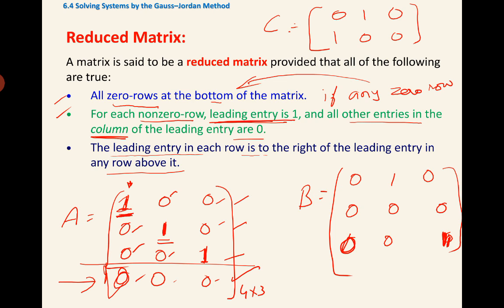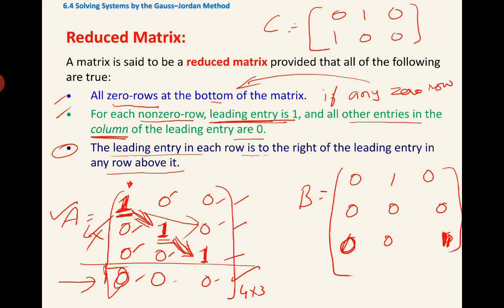Now let's check the third one. The leading entry in each row is to the right of the leading entry of the previous row. I mean, see, first row has the first element as a leading element, and second row has a leading entry which is right side of the first one. Not in this side, this is wrong. So it will go rightwards. The leading entries will go rightwards, just like diagonal, or it can be here as well, but it should be right side of the previous row. That is the meaning. So matrix A fulfills all the three conditions. So this is a reduced matrix.